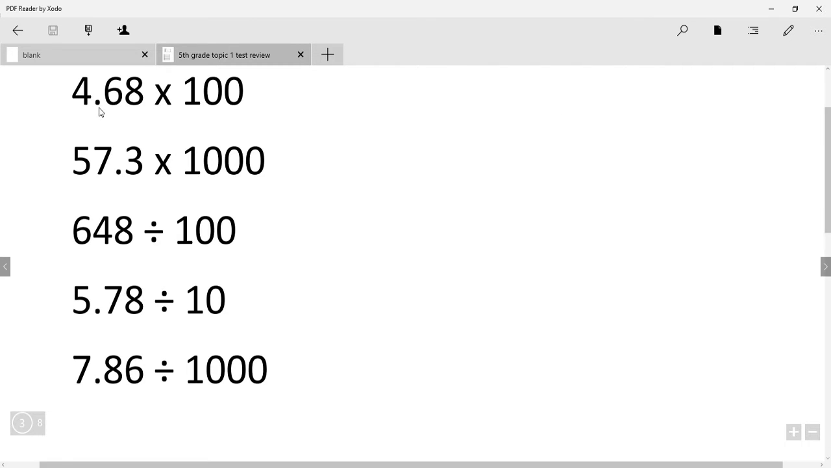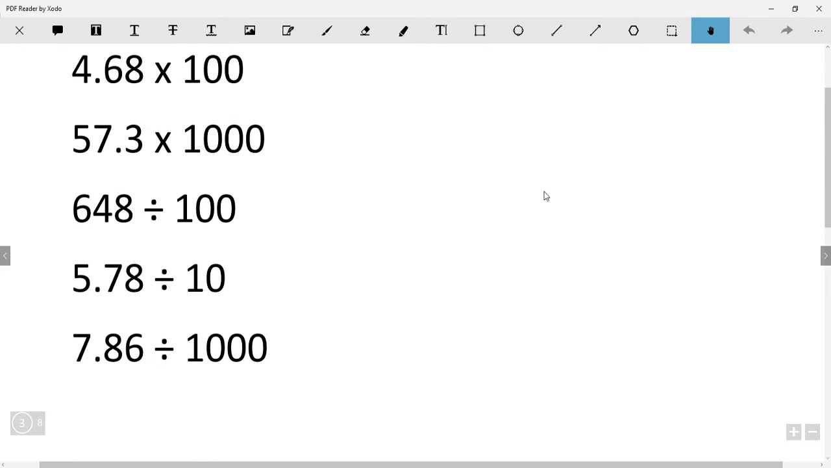Alright, today we are going to go over multiplying decimals and dividing decimals and whole numbers by powers of 10, which is, for our purposes, 10, 100, or 1,000. So this is actually quite an easy thing to do. Basically, we have 4 and 68 hundredths times 100.